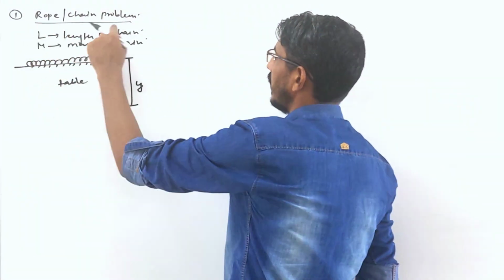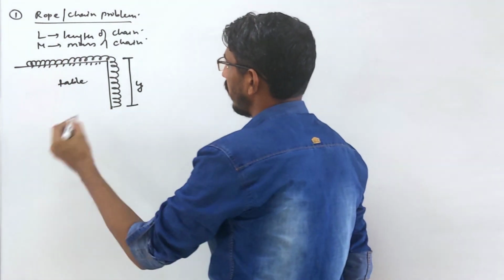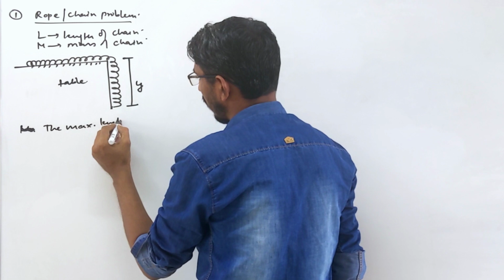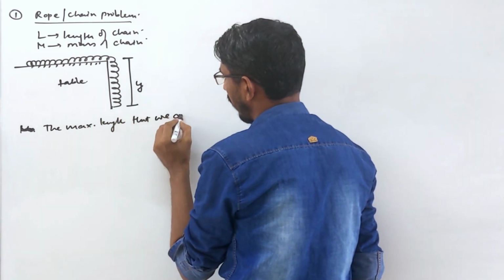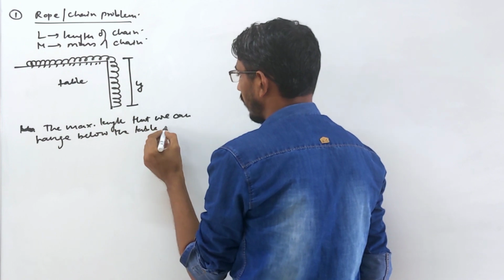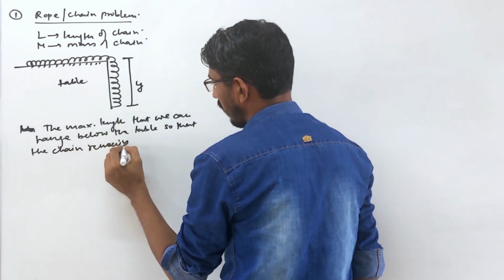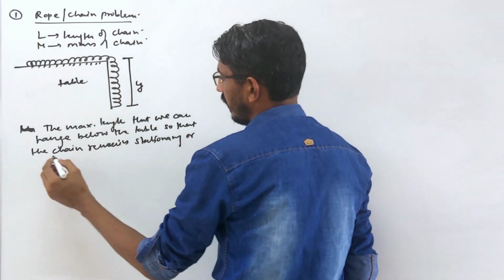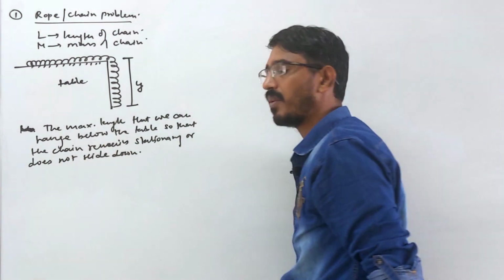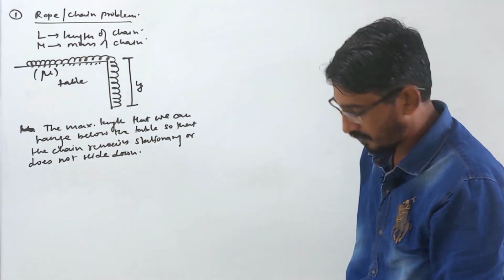So the total length of the chain we call L, how much we can hang down we call Y, and total mass is given as M. First we are calculating the maximum length that we can hang below the table so that the chain remains stationary, or does not slide down. Very simple and very interesting question. The coefficient of friction will be given as mu, because we have to give this answer in terms of mu.